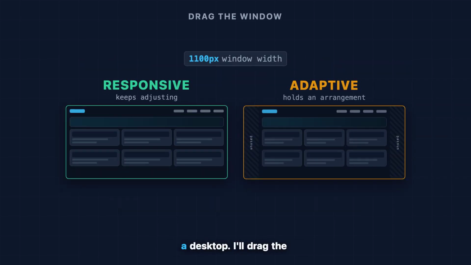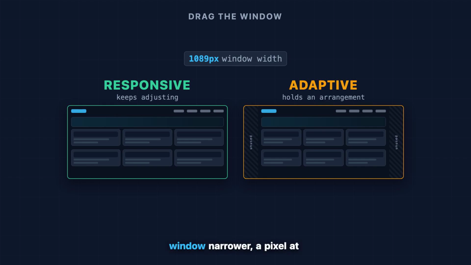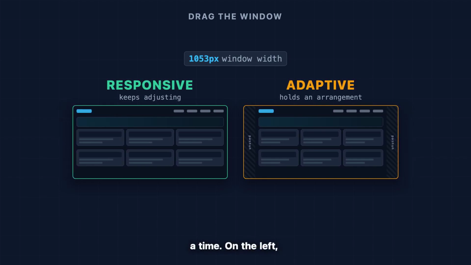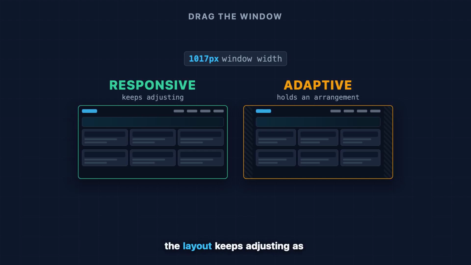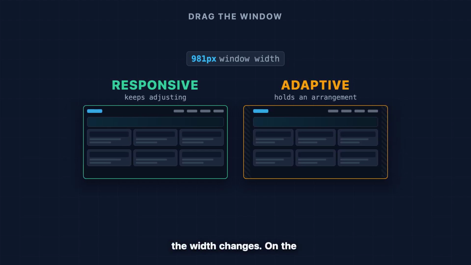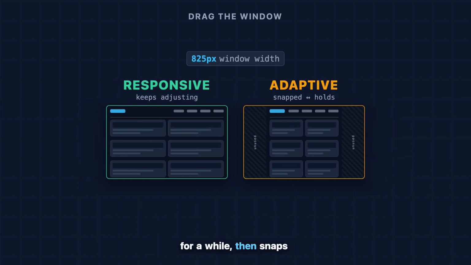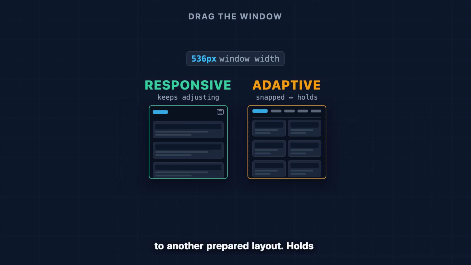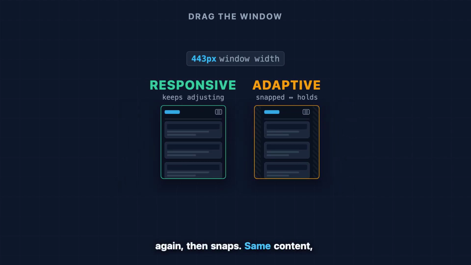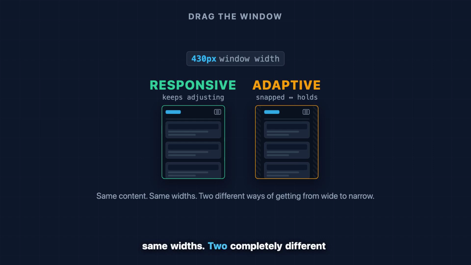Let's slow it down on a desktop. I'll drag the window narrower, a pixel at a time. On the left, the layout keeps adjusting as the width changes. On the right, the overall arrangement holds for a while, then snaps to another prepared layout, holds again, then snaps. Same content, same widths. Two completely different ways of getting from wide to narrow.